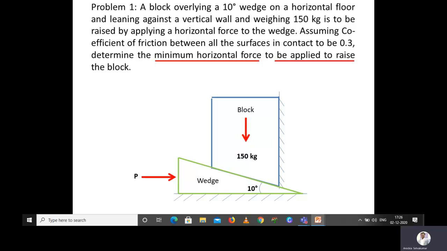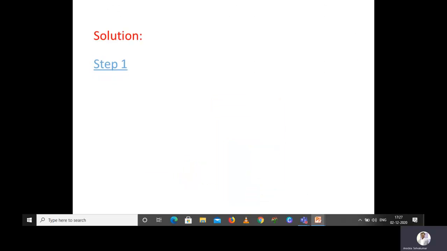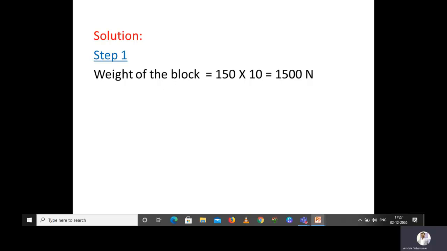So the condition is very clear, that is we have to determine the minimum horizontal force. So the block is in equilibrium condition only, otherwise it is about to slide. So we can take the condition as equilibrium condition and then we can substitute the equilibrium equations. Otherwise we can use Lami's theorem. It depends on the number of forces acting on the system. So first we will write the given details in the problem.